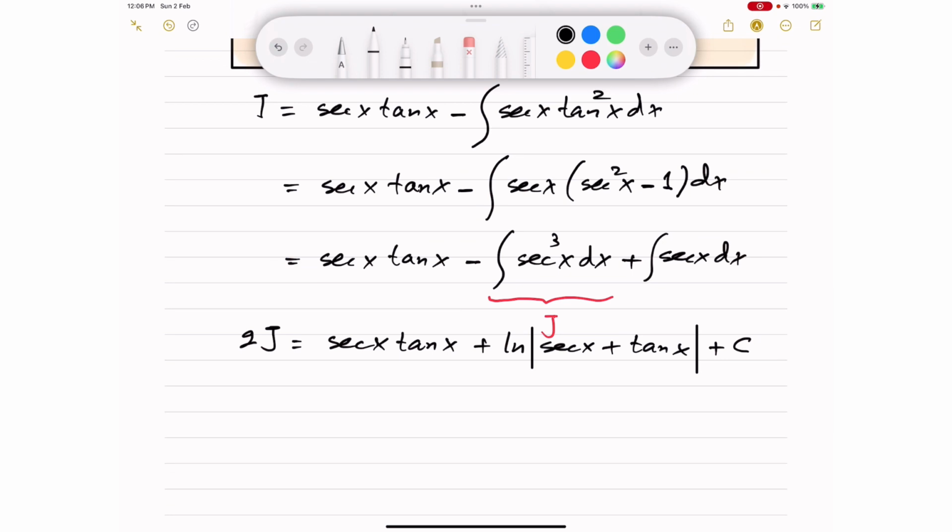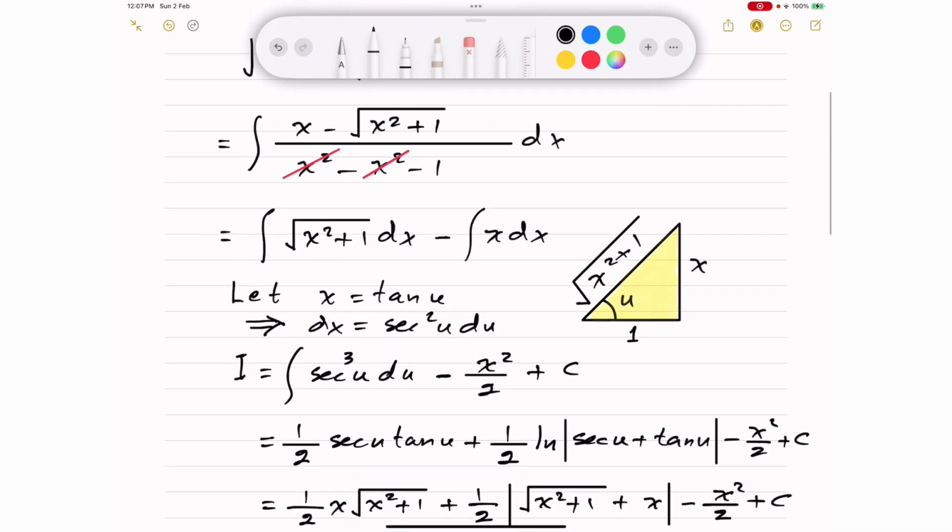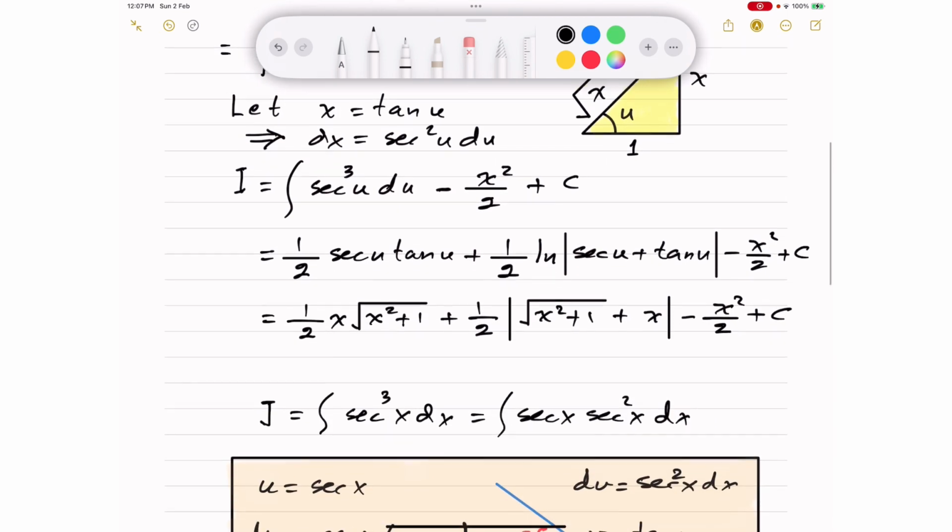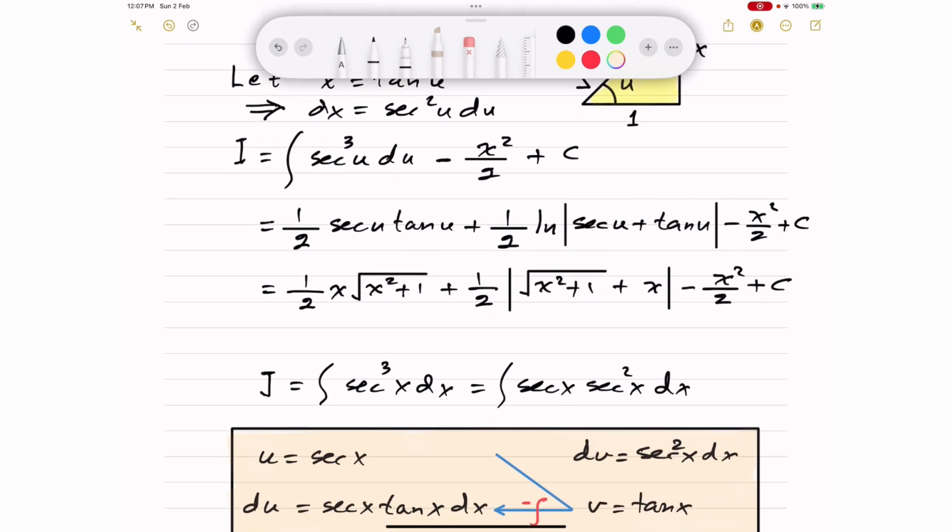All we need to do now is divide both sides by 2. So it's going to be half secant of x tangent of x plus half the natural logarithm of the absolute value of secant of x plus tangent of x plus c. And this is exactly the result that we used in our solution for the first integral here, if you have noticed this. So this is how we got this here.